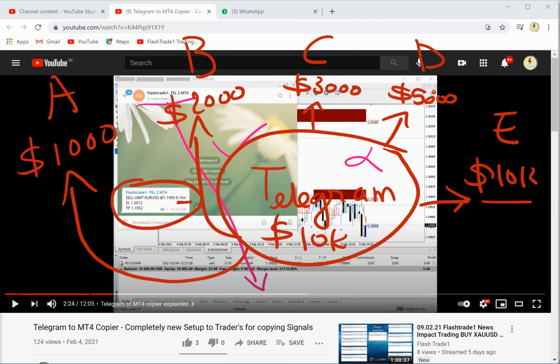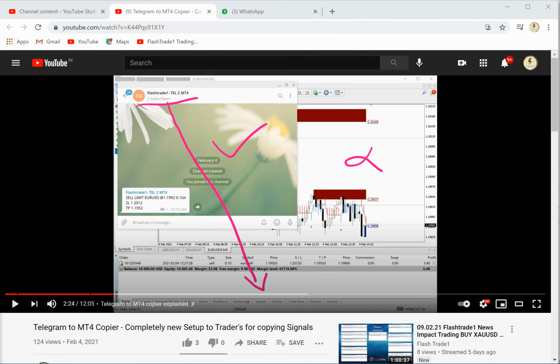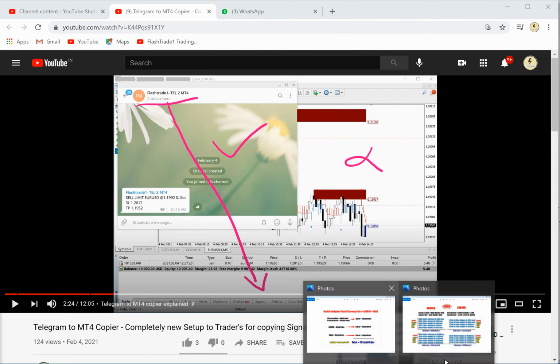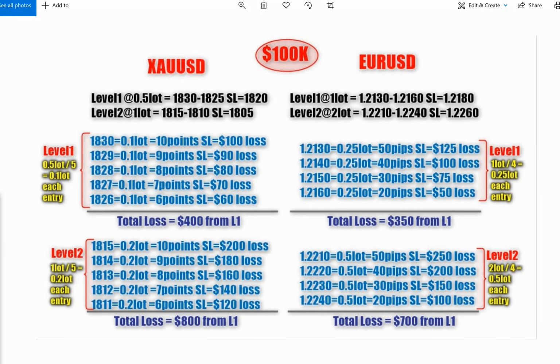Now let me explain how we are going to trade the signals on the Telegram channel. If one is following our Flash Trade 1 Telegram signals, then they must know that the signals we send are in the form of a range. There is no exact entry. If we say gold, then we ask the traders to buy it from the range of 1830 to 1825. In this condition, the client will get confused about where to place the lot.